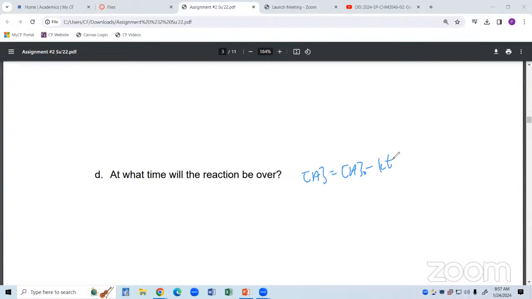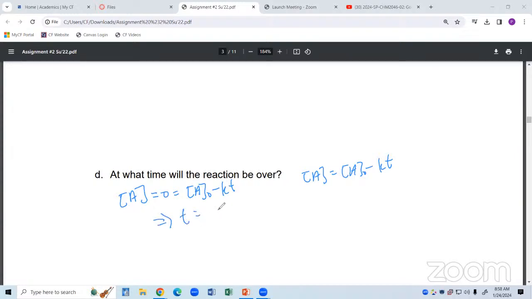So how would you solve this problem? The question says, at what time will the reaction be over? So let me ask you this. What will happen if the reaction is over? No reactant left, right? So that means that when the reaction is over, the concentration of A would be 0, right? And that would be equal to concentration of A initial minus KT, right? So basically, all we have to do is solve for T.